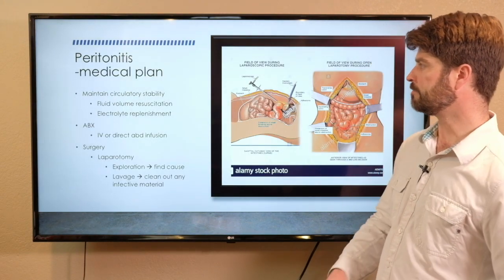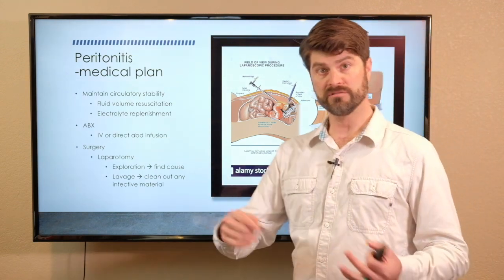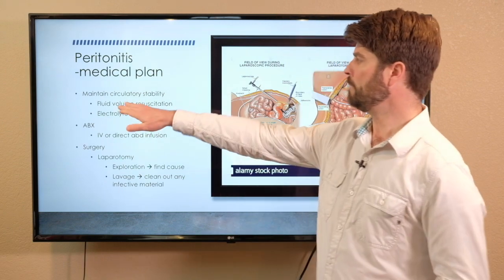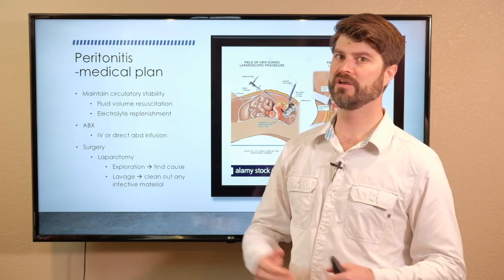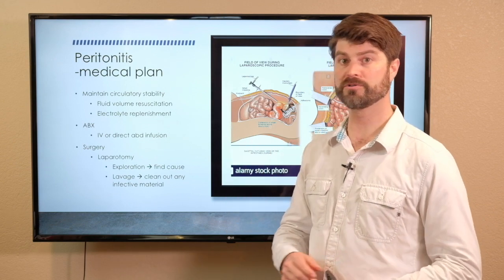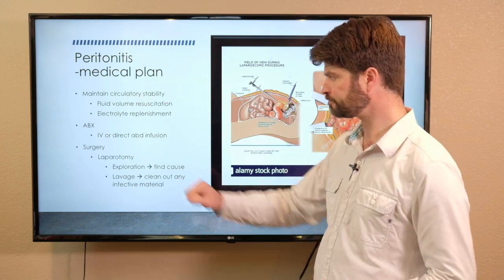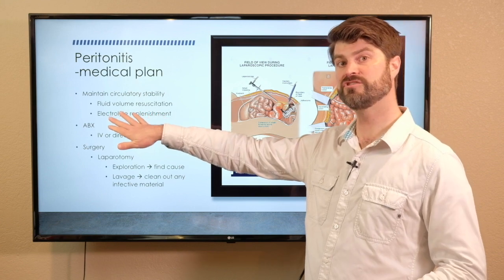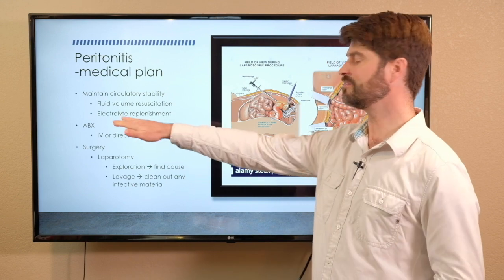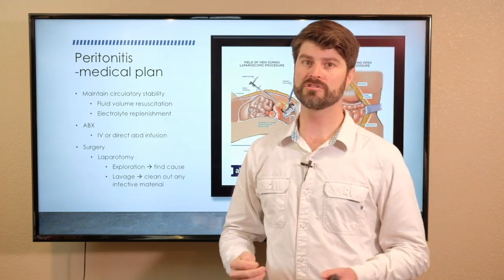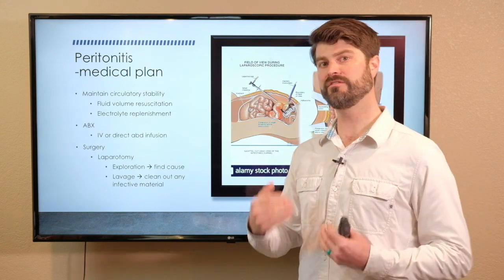So the medical plan. First and foremost, medicine, their goal, so medicine meaning not people with knives, is to maintain circulatory stability. Hemodynamic stability is the big thing for these patients. First and foremost, it's our ABC problem for peritonitis. So fluid volume resuscitation, so normal saline boluses to make sure our patient is hemodynamically stable, and electrolyte replacement as needed. We're especially looking out for things like sodium and potassium levels, which are very sensitive to changes in circulatory volume.